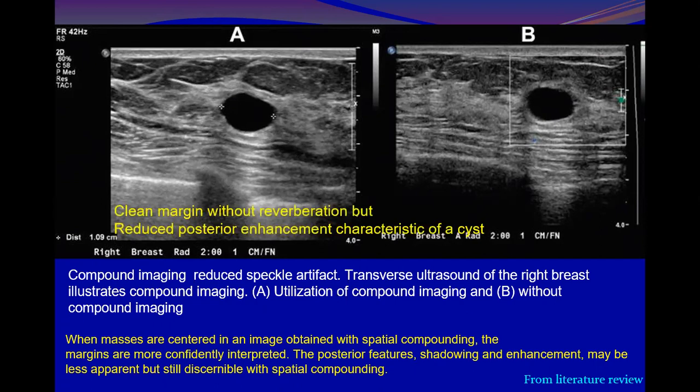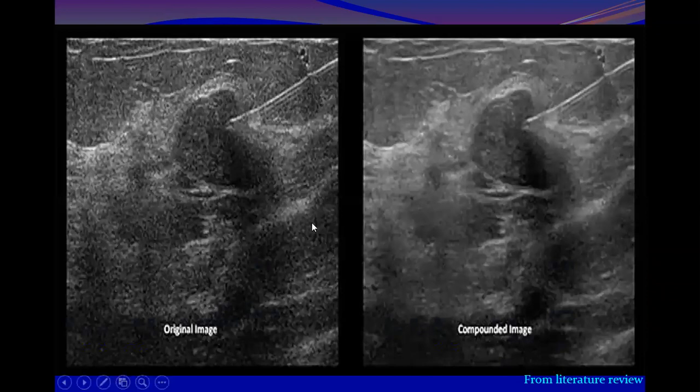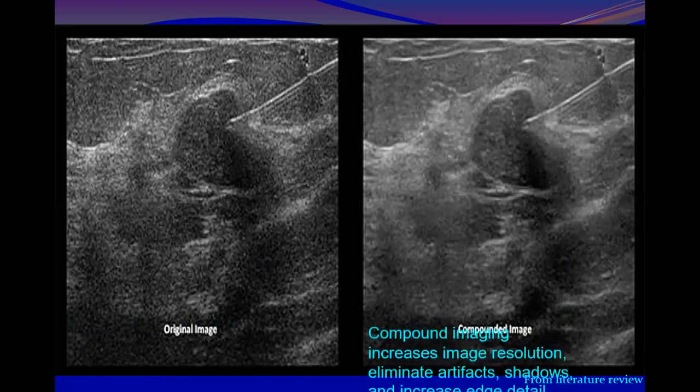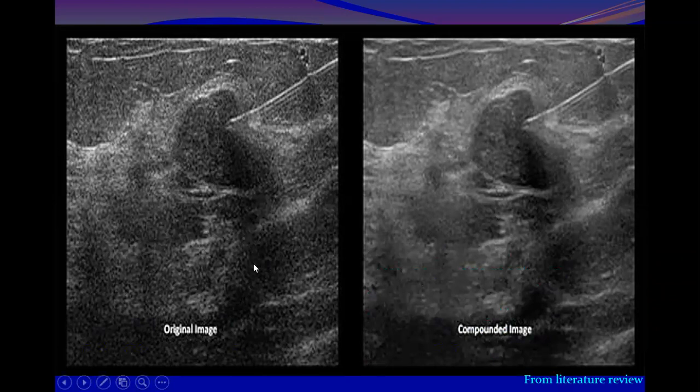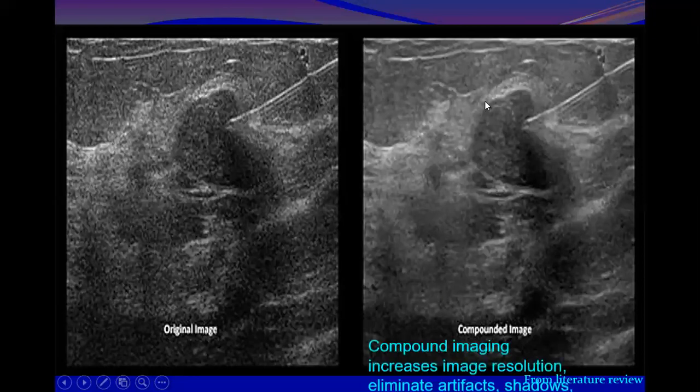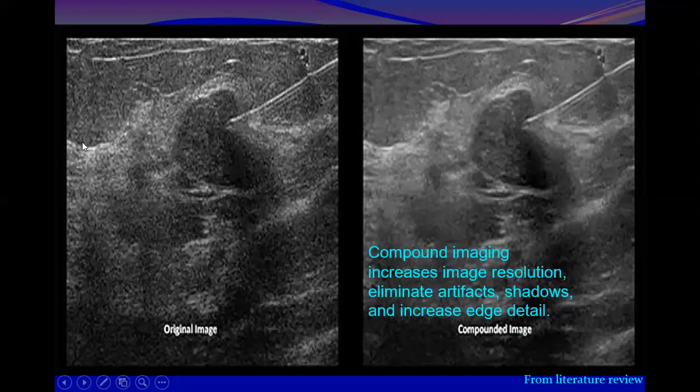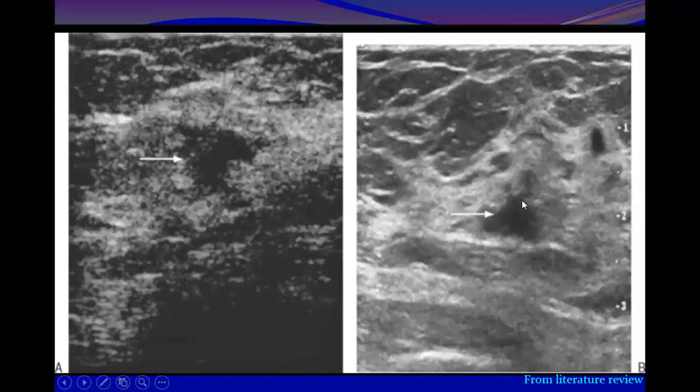So it gives a clean margin without reverberation, but reduces the posterior enhancement characteristic of a cyst. This is another look: this is a noisy image, and this is compounding. You see, it removes the speckles, increases resolution, eliminates artifacts, and eliminates shadowing. Even look here, look at this area. You don't know what is going on. You see here, the image is much clearer. And look at the border of the lesions here and in the other image. Look at the whole image, how grainy it is here, and how it is improved with spatial compounding.